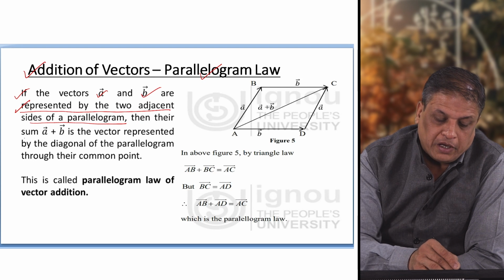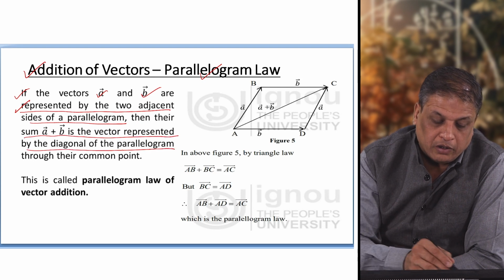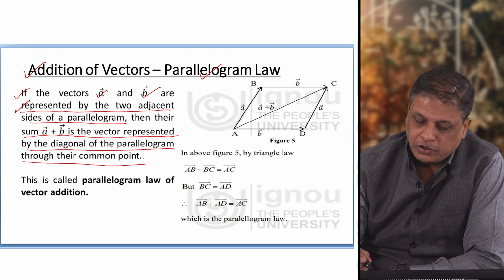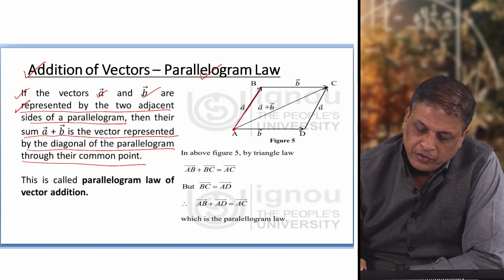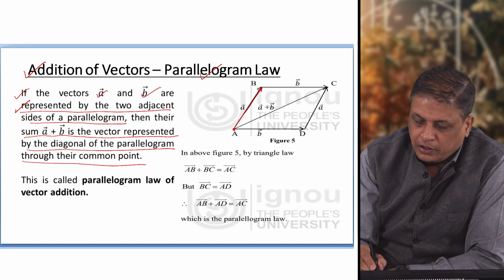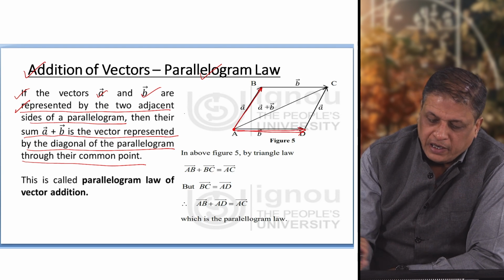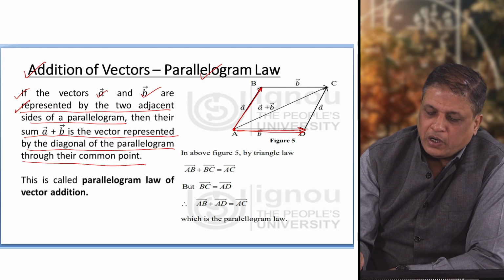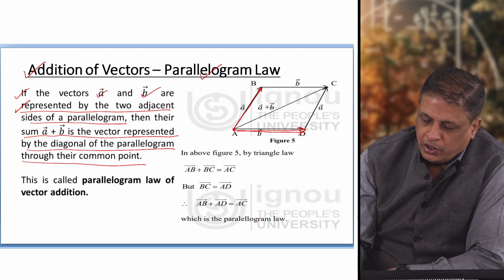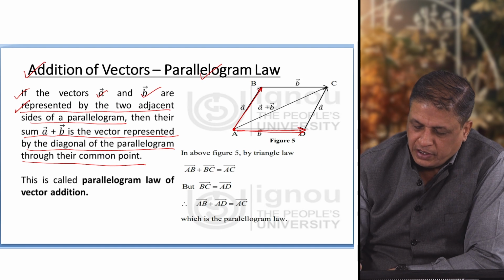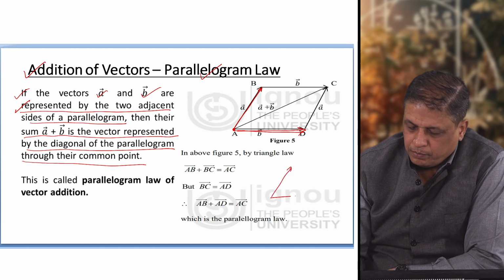Then their sum A plus B is the vector represented by the diagonal of the parallelogram through their common points. So, say this is vector A and this is vector B, and these two are the adjacent sides of the parallelogram.